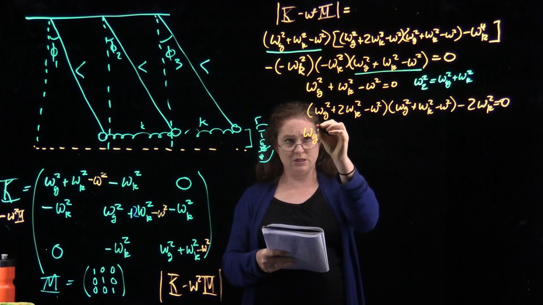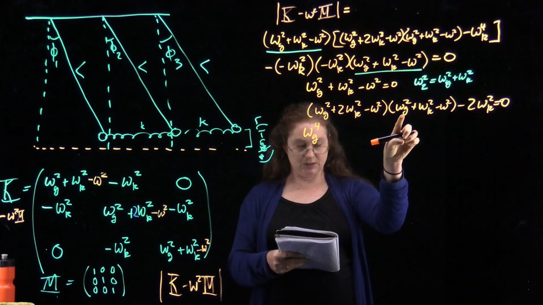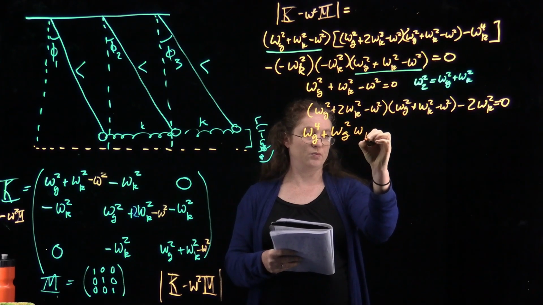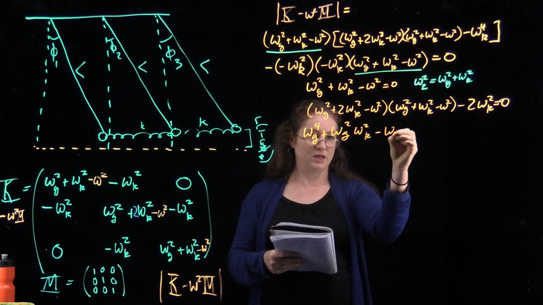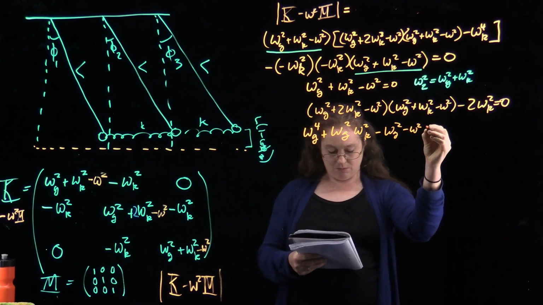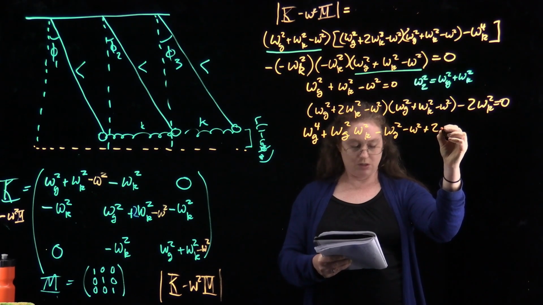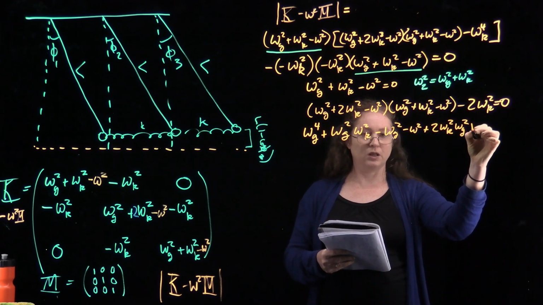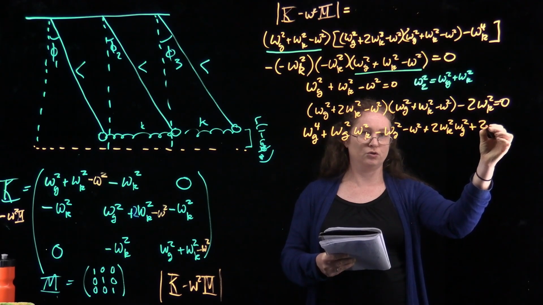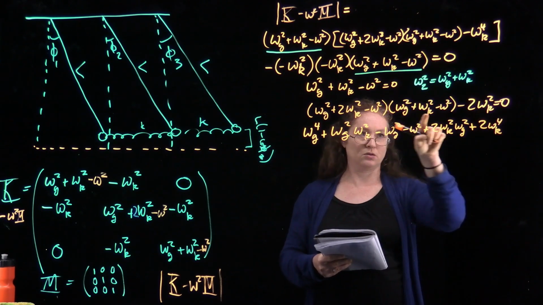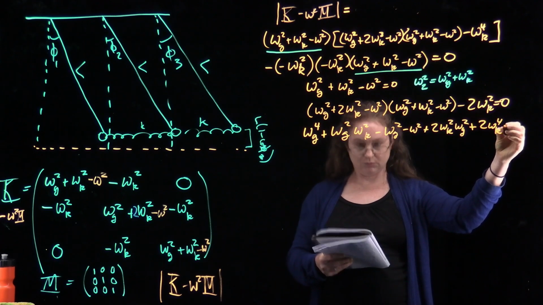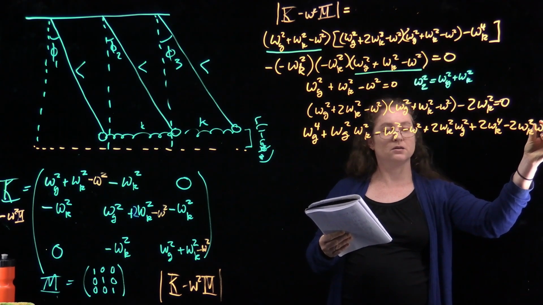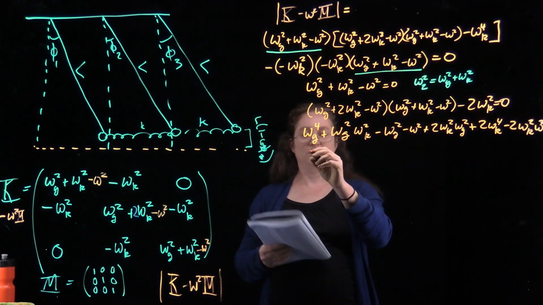I get omega g to the 4th from this times this, plus omega g squared omega k squared, minus omega g squared minus omega squared, plus 2 omega k squared omega g squared, plus 2 omega k to the 4th, then this minus 2 omega k squared omega squared. That barely fits, but we'll let it sit.